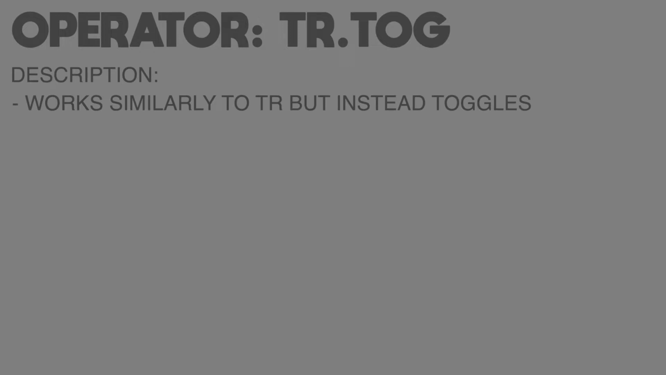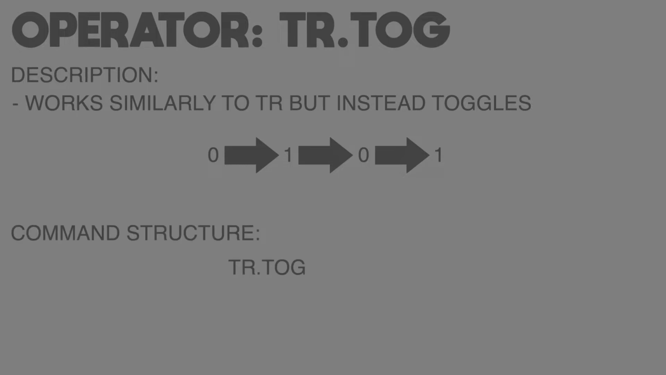The TR.TOG operator works in much the same way as the TR operator, but in this case, it toggles the trigger outputs on and off. And more specifically, it toggles them from its current state to the opposite state. TR.TOG requires only one argument, and that's the number of the output you wish to toggle.